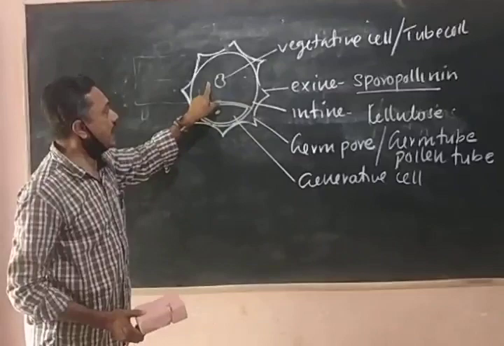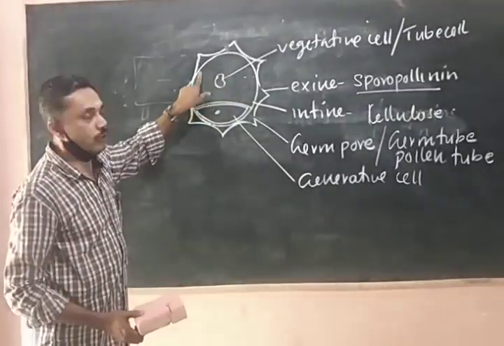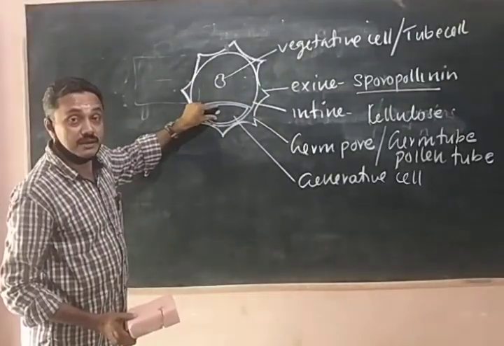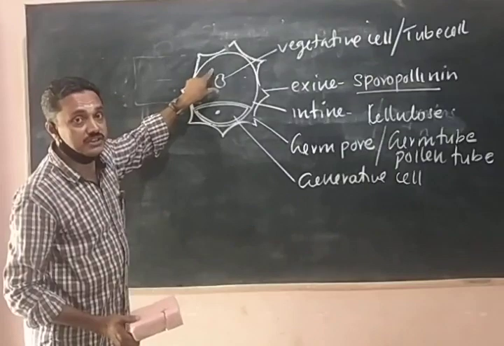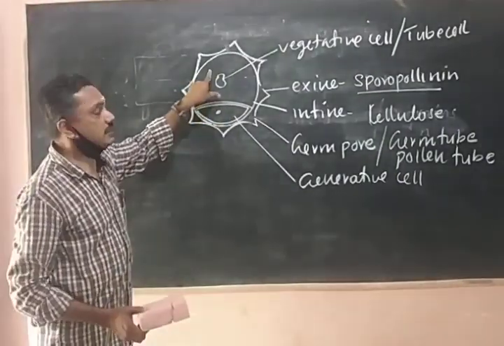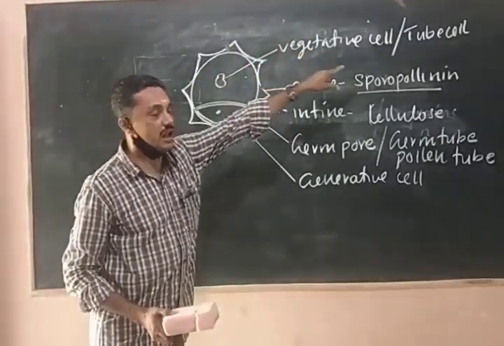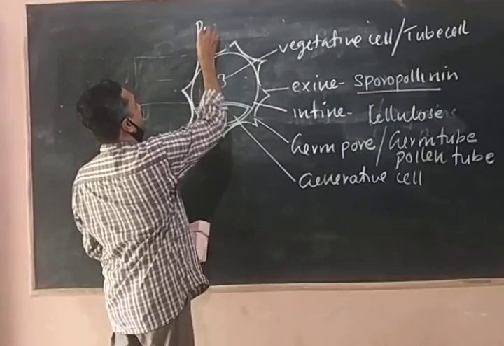The larger cell is called the vegetative cell and it is usually irregular, and the generative cell is floating in the cytoplasm of the vegetative cell. It is spindle shaped. Two cells are there: a large vegetative cell or tube cell, and a small generative cell. This is the structure of the pollen grain.